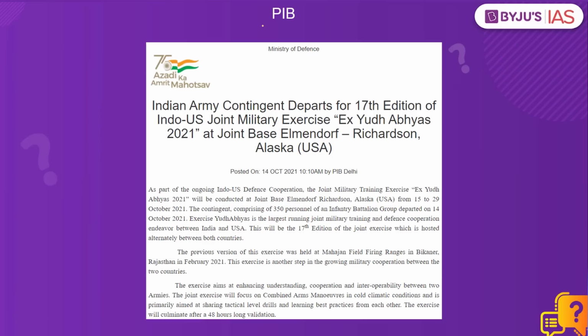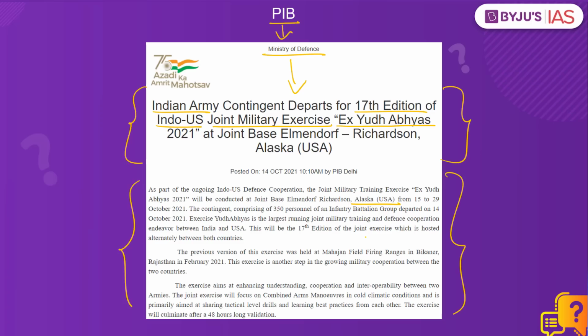This topic was taken up for discussion because we have a press release from the Ministry of Defence which makes a reference to exercise Yudh Abhyas, which is a joint military exercise between the Indian Army and the US Army. The 17th edition of this exercise is taking place at Alaska, and it is designed to promote interoperability and jointness in military operations between the two sides.